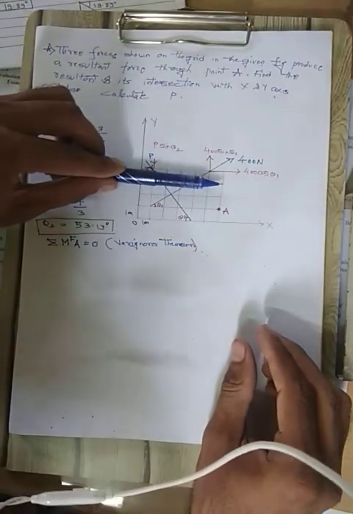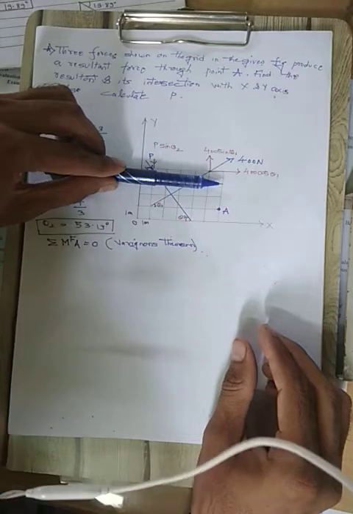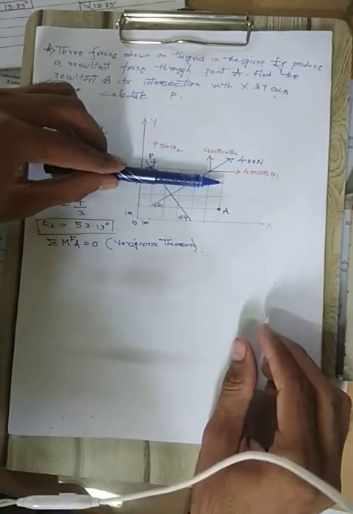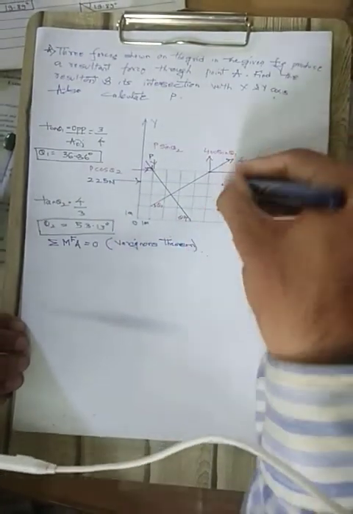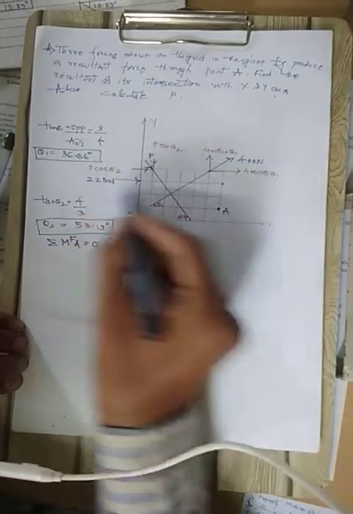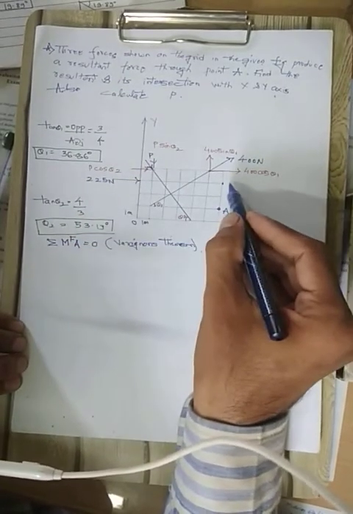The tip of this pen is nothing but the force. So I have assumed along the same line of action at this point. That means it has been transferred. This force has been assumed and transferred at this point. So 2 to 5, this arrow is this.